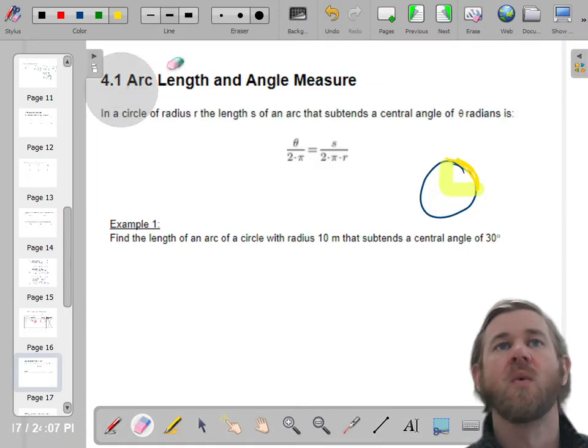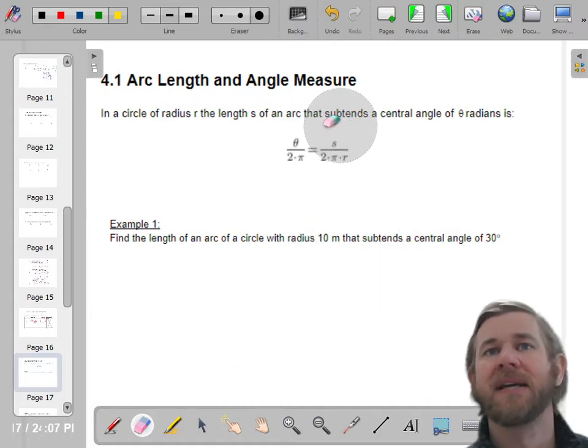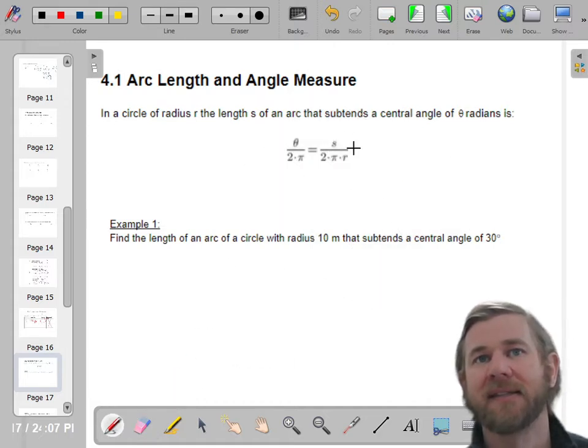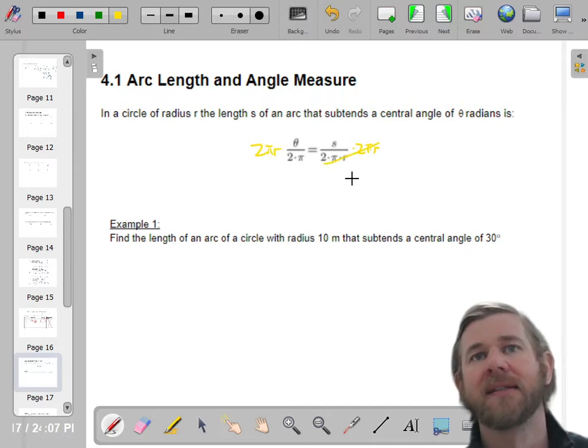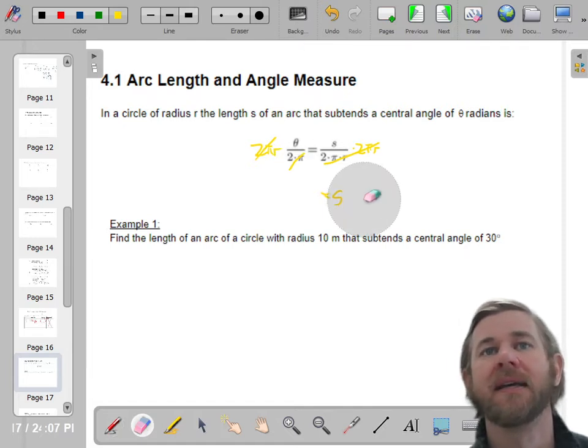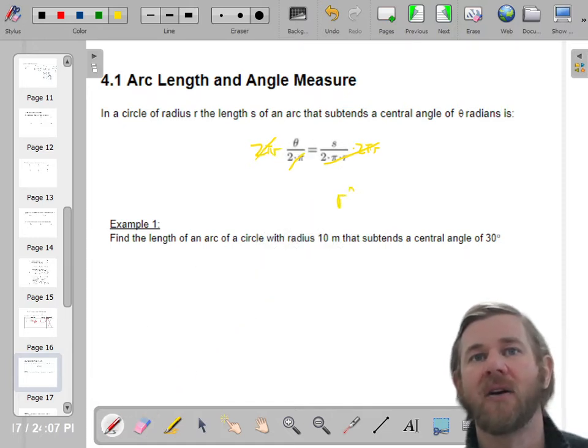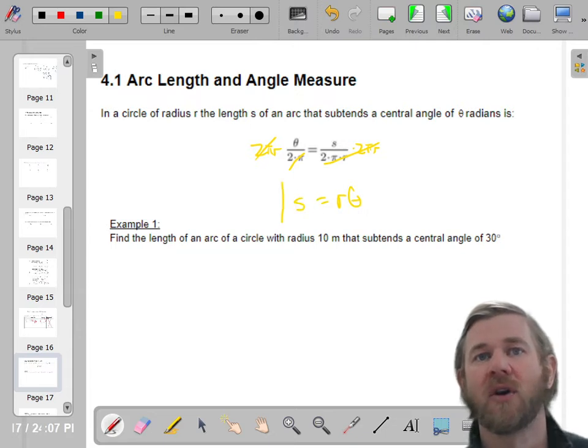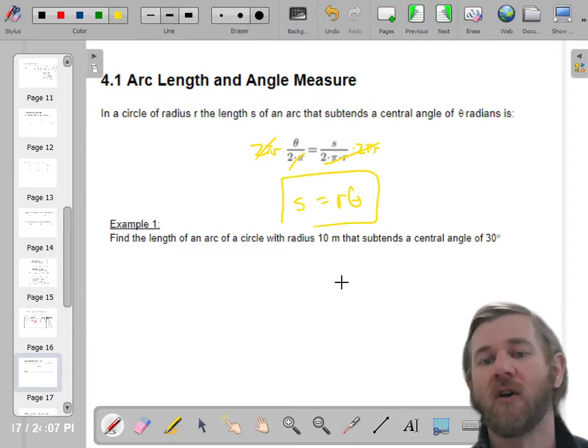So what I'm going to do is move some stuff around because I want to get just S by itself. So I'm going to multiply both sides by 2 pi r. And what happens is this cancels out and you get S. But on the left side, the 2 pi cancels out, but the r survives. So the formula is r times theta. And I'm going to write S equals r theta. That's the formula that you need to know for arc length.